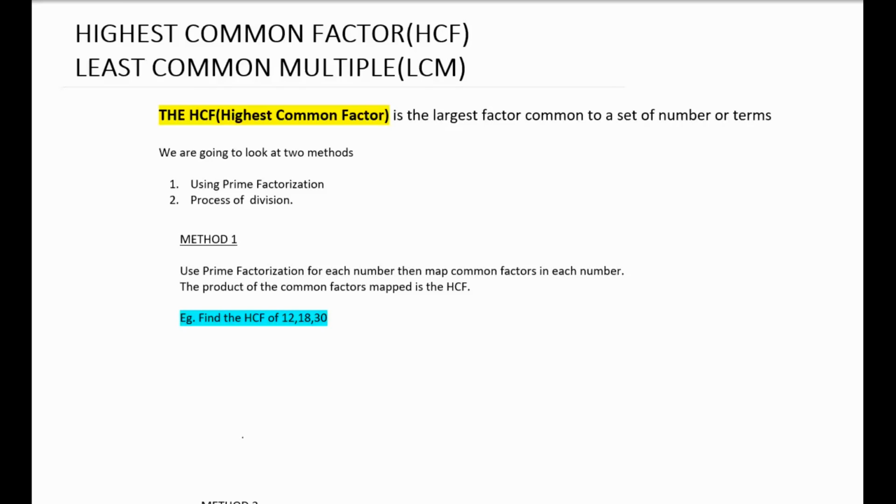Today we are going to look at methods of determining the highest common factor, the H.C.F, or the least common multiple, the L.C.M, of numbers. Now, the highest common factor is the largest factor common to a set of numbers or terms. So we are going to look at two methods. The first is the prime factorization method, and the second is a process of division.